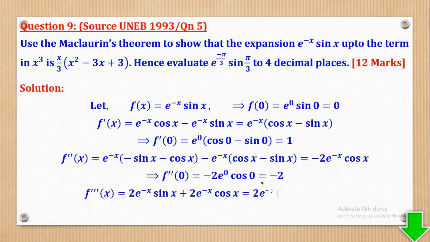Then for the third derivative, this is also a product, so keep this one constant, you come up with this. Then differentiate this, you come up with that. Plus, keep this one constant, then differentiate the whole of this, you get, so negative 2 times negative 1 is positive 2, that's why you see a plus here. So you get positive 2x e^(-x), which is here. Simplify, you'll come up with that. Then substitute x equal to 0, you'll come up with 2.